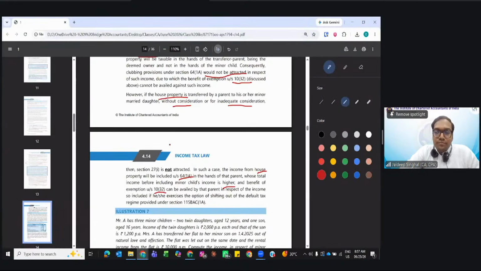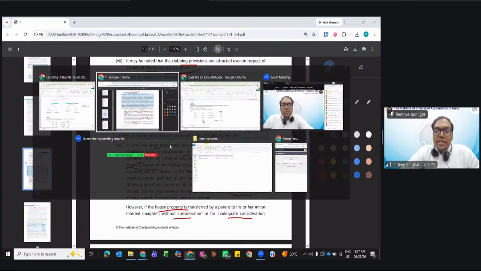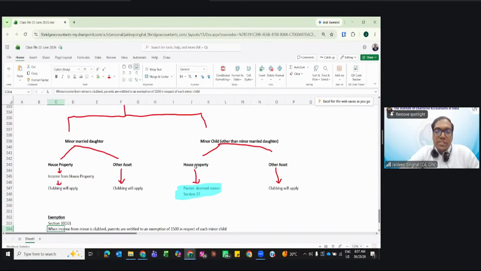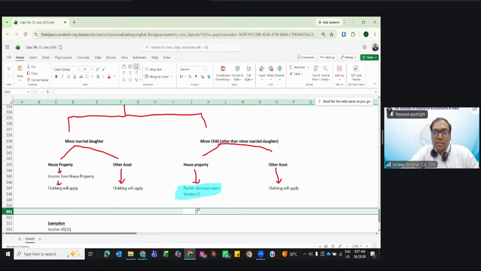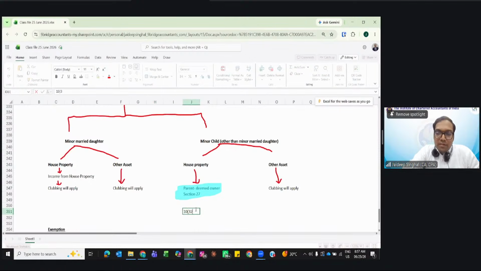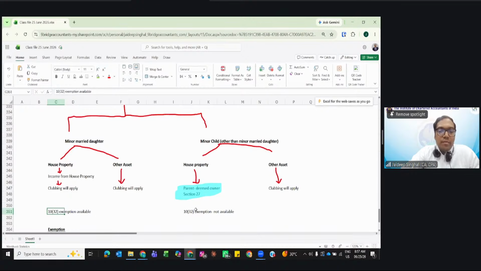Let's come to the book. It was saying here, one more thing. If section 27 is applied here, then the section 10(32) exemption is not available, because clubbing is not applied. And since it is a house property where clubbing is applying, the section 10(32) exemption is available here, because it will be available only if the clubbing is there, otherwise not. I hope it's clear.